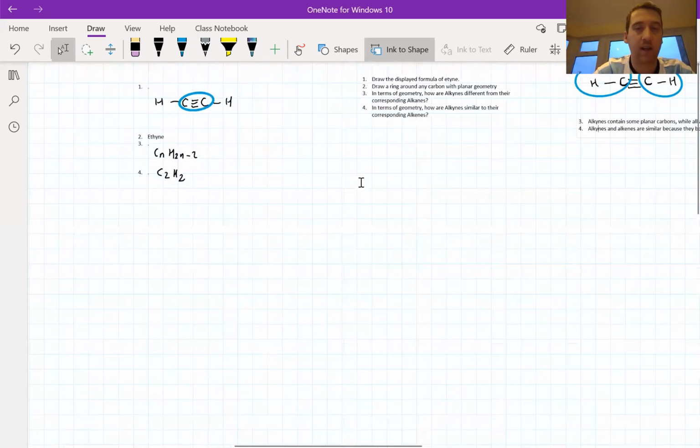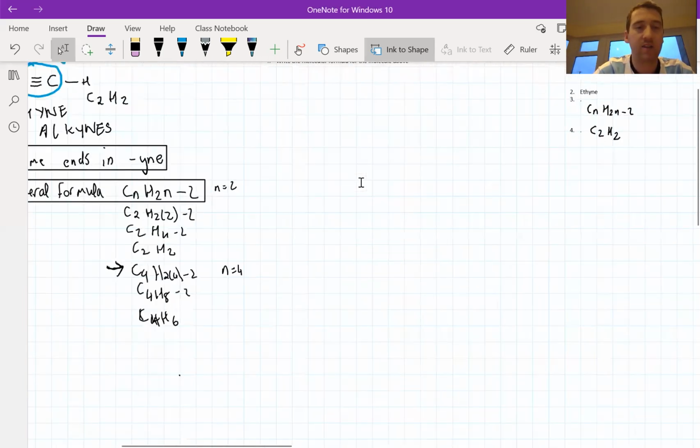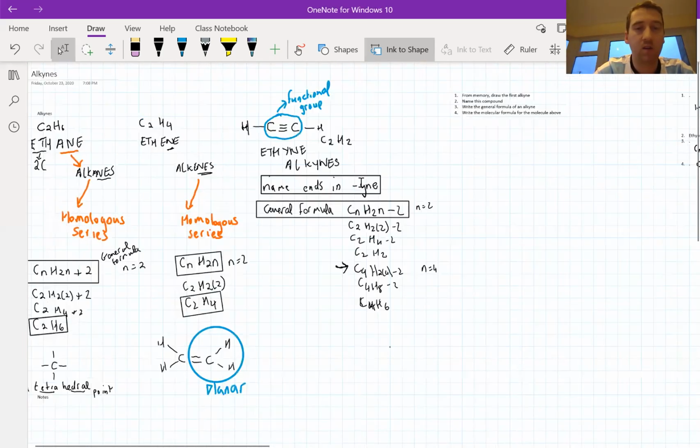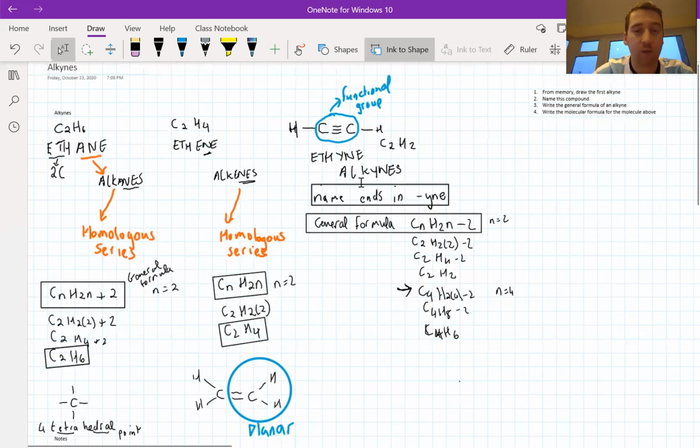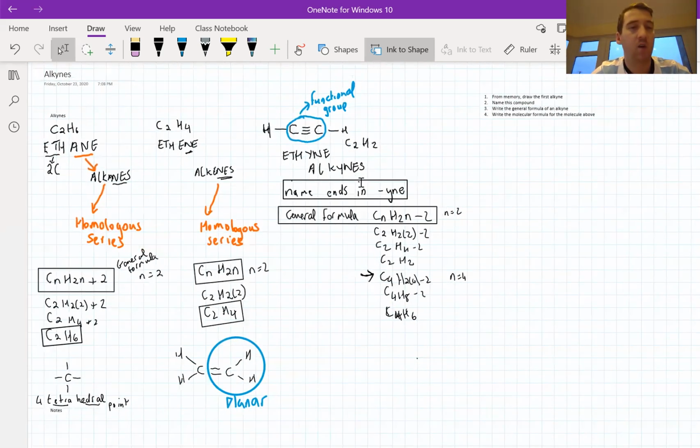On to the next little bit now. We're going to be looking at a use of alkynes now. Okay, so how scientists or people in general use these. Well, the main use comes from the fact that this functional group up here, this C triple bond C, is highly reactive.